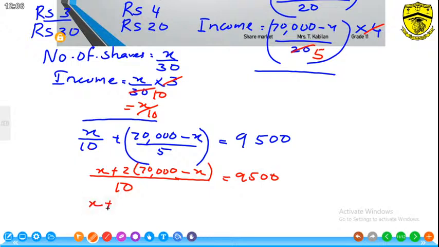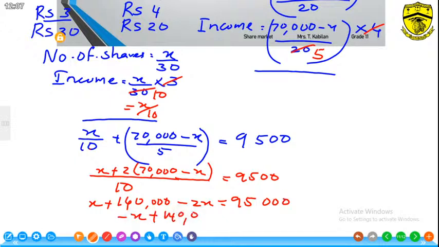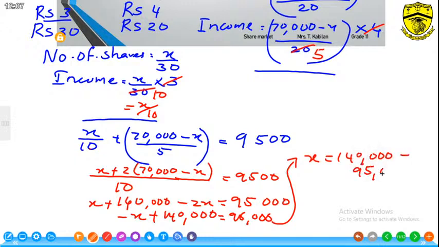x plus, removing the bracket, 140,000 minus 2x, equals, by cross multiplying, 95,000. What is the value? Minus 2x plus x gives minus x, plus 140,000 is equal to 95,000. Again simplify it. x is equal to 140,000 minus 95,000. What is the value? 140,000 minus 95,000 is rupees 45,000.